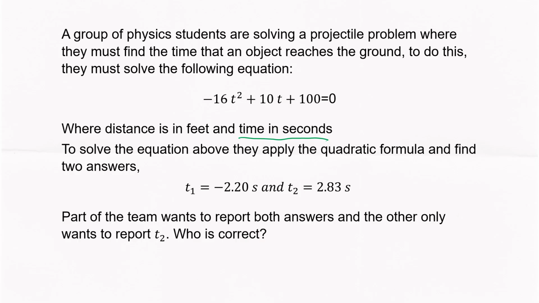But because we're talking about an actual projectile and there's actually time involved, our only logical answer here would be T2, which is 2.83 seconds, because we cannot have negative time. Negative time does not make sense in the real world. We always talk about time as being positive. So that is why the people who are correct are the people who report only T2.